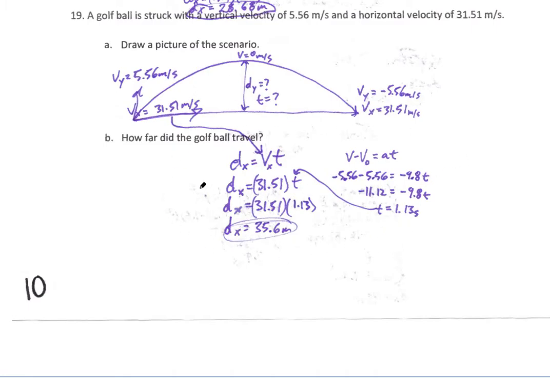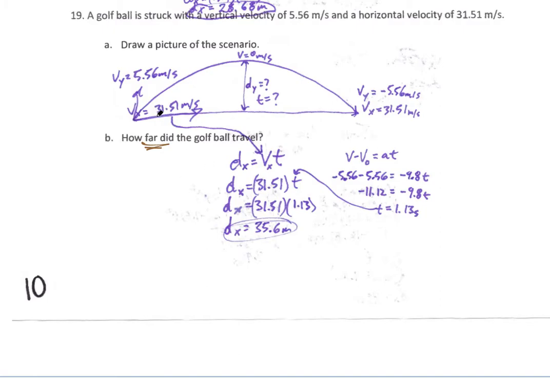The only difference is now it's not nice and it's not breaking it down for us. So how do I know to use these formulas for this? Well, in order to tell how far the golf ball traveled, I know that I'm going to end up using this d equals vt, distance in the x direction equals velocity times time, because it's talking about how far. So how far in this direction did it go?